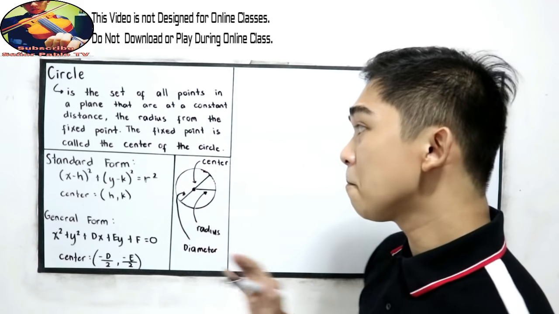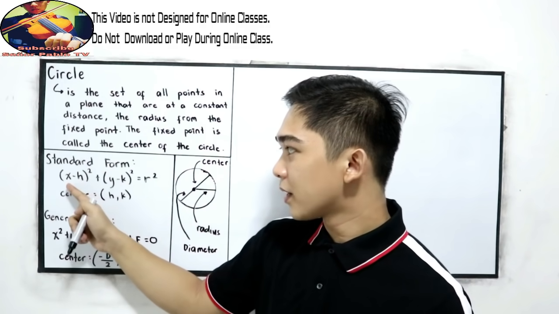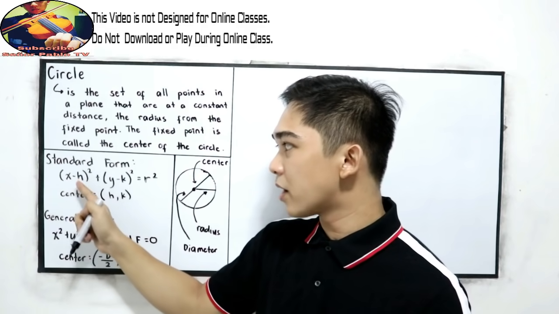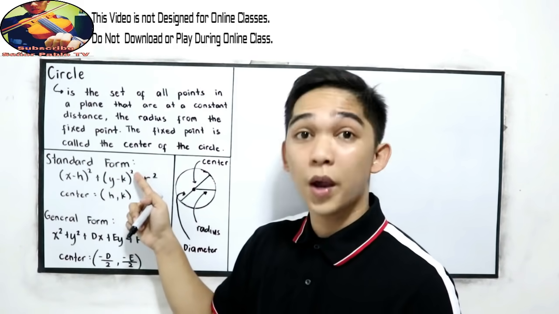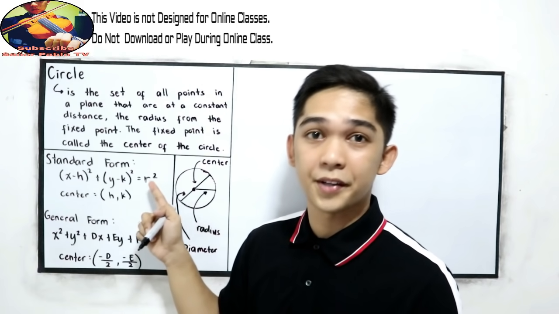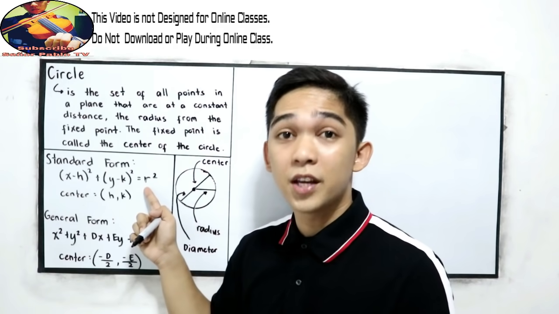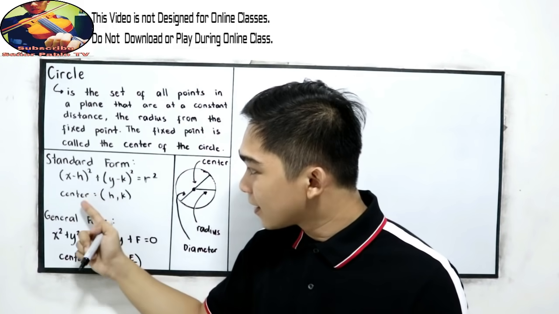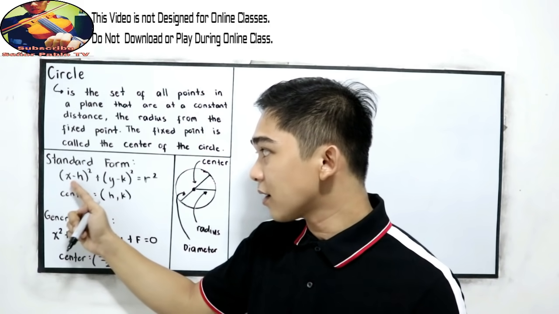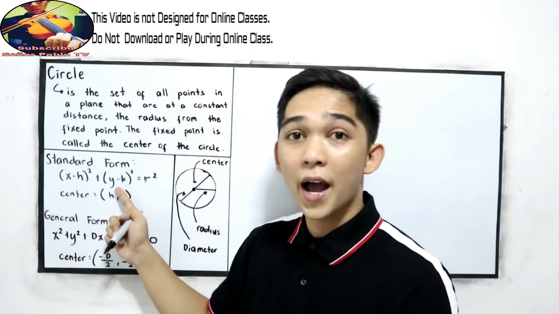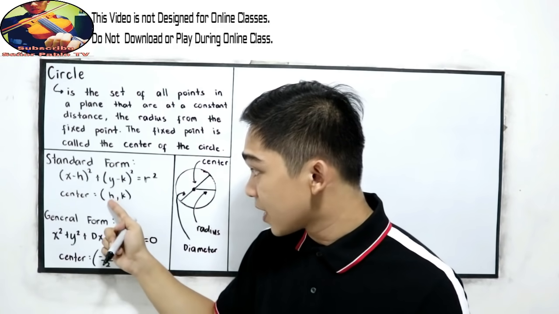In our circle, we have the standard form. This is the standard form. Quantity x minus h squared plus quantity y minus k squared is equal to r squared, wherein r is our radius. And if we're going to get the value of x or y, we will find the center. The center is (h, k).